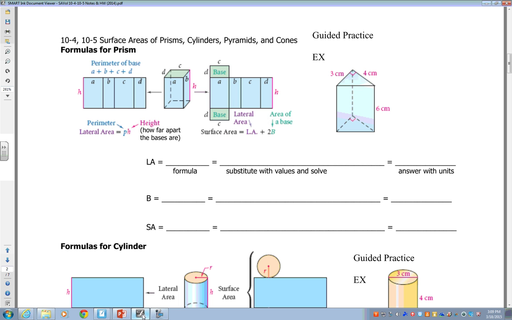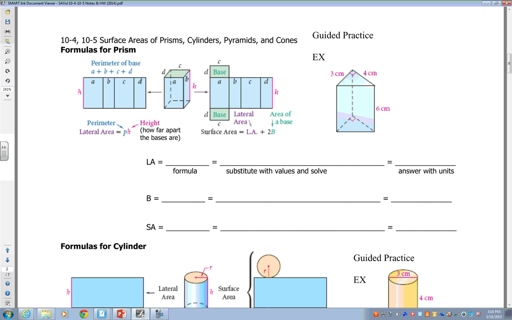So if I want to find the lateral area, that's every face besides the base, right? I'm taking the perimeter and then multiplying it by the height, because if I did the rectangle, that would be base times height, right? So the perimeter is this length times the height. That's why to find just the lateral area, which represents those rectangles, I can take the perimeter and multiply it by the height.